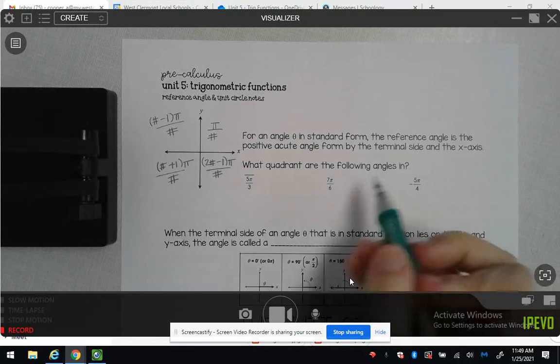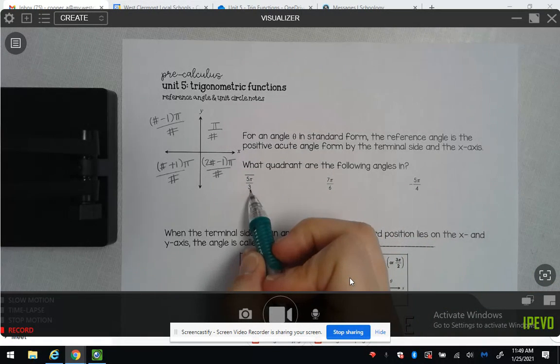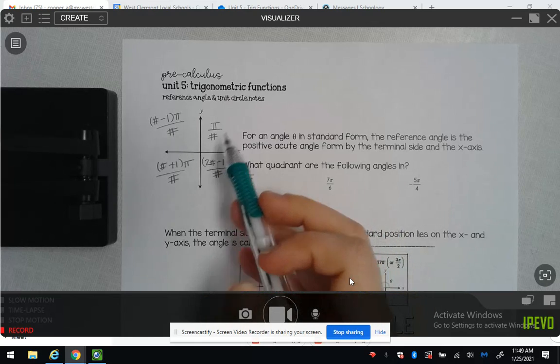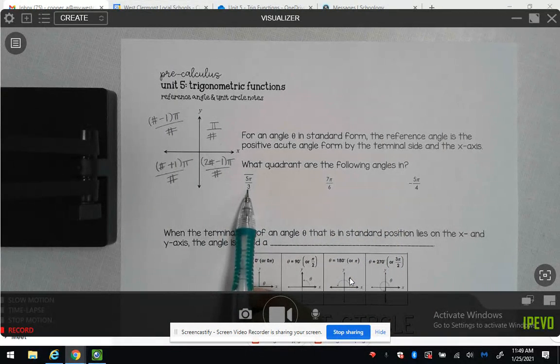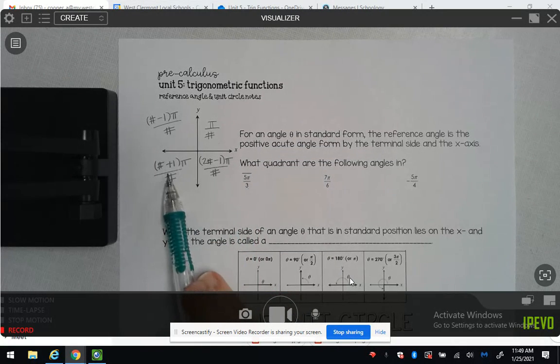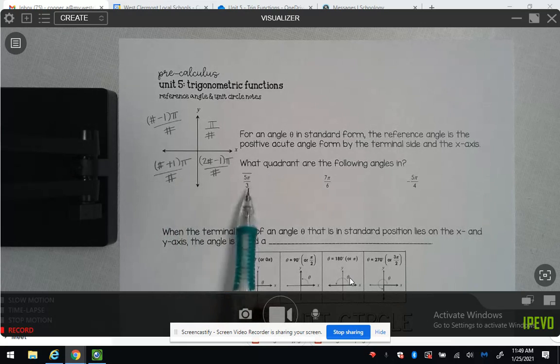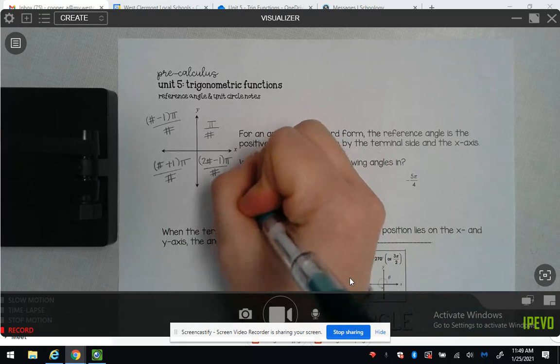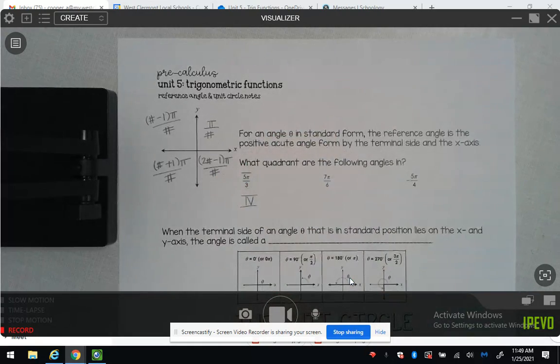All right, what quadrant is it in? So my denominator is 3. 5 pi over 3. So I know it's not pi over a number. Now, 1 less than 3 is 2, so it's not quadrant 2. 1 more than 3 is 4, so I know it's not in quadrant 3. So then 2 times 3 is 6, 6 minus 1 is 5. So this is quadrant 4.